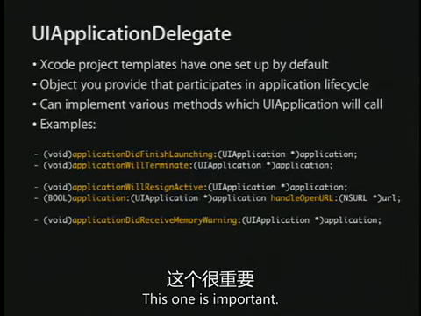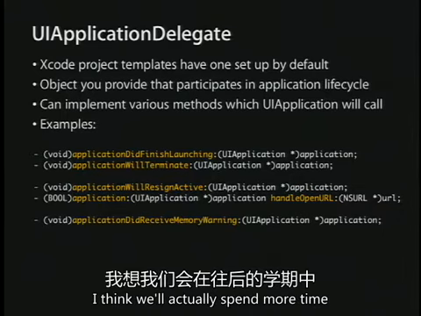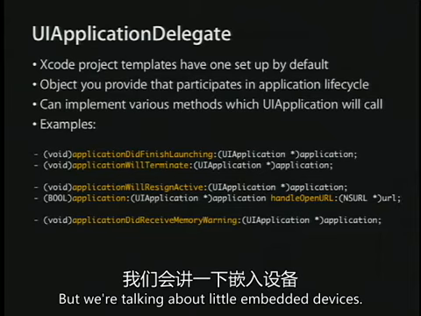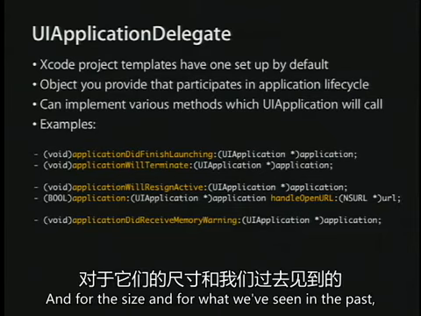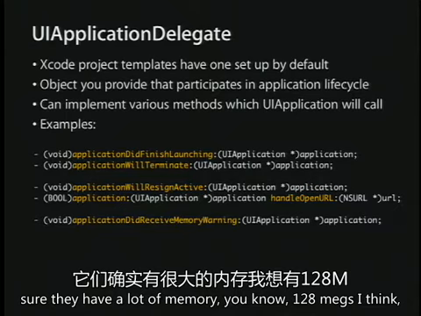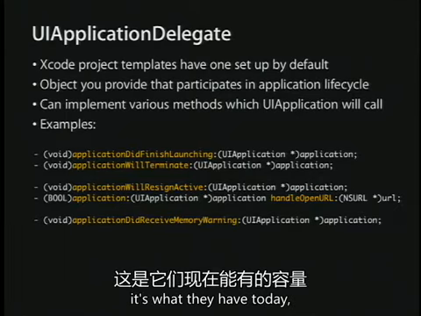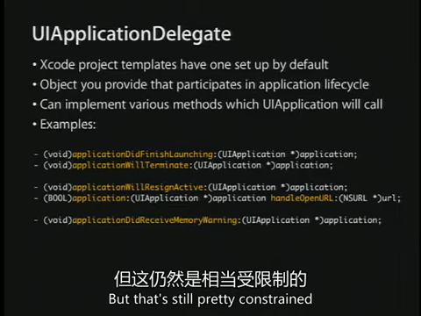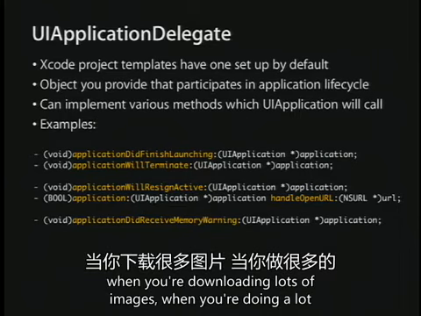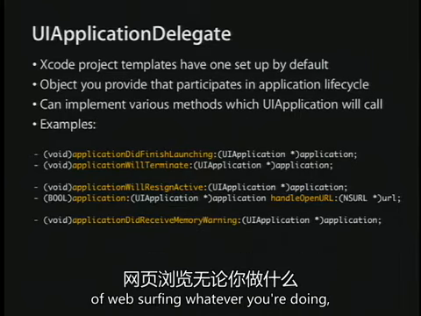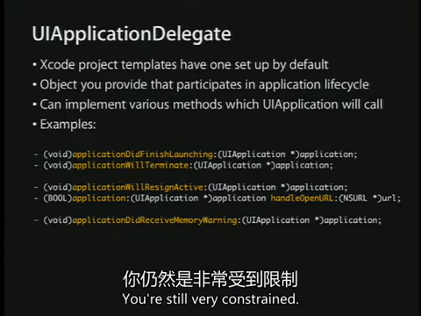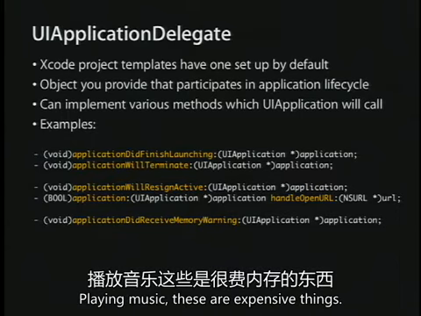Application did receive memory warning. This one's important. I think we'll actually spend more time on this one later in the term. But we're talking about little embedded devices. And for the size and for what we've seen in the past, sure, they have a lot of memory. 128 megs, I think, is what they have today. But that's still pretty constrained when you're downloading lots of images, when you're doing a lot of web surfing, whatever you're doing. You're still very constrained. Playing music, these are expensive things.